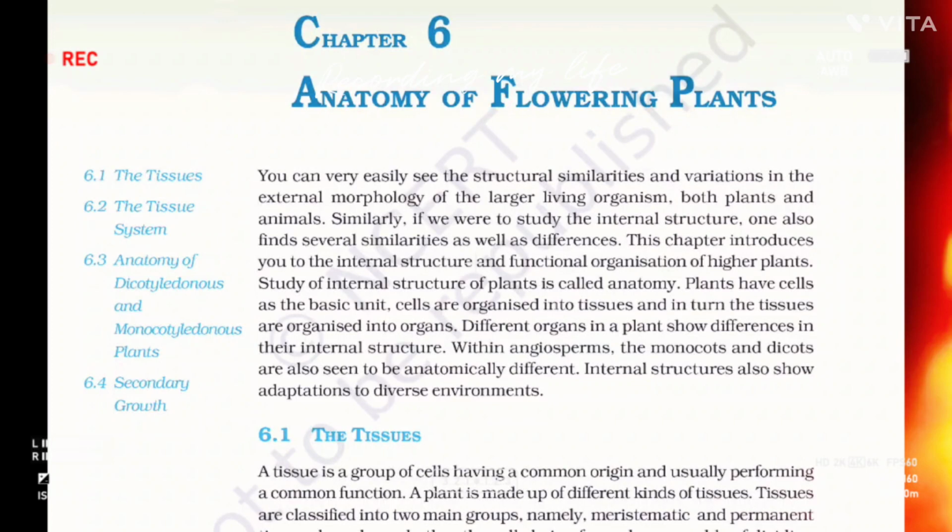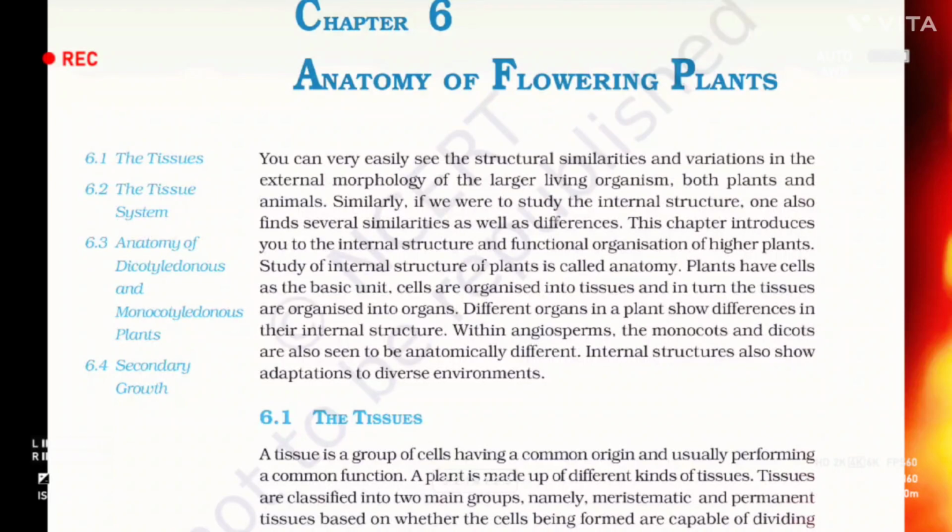A study of the internal structure of plants is called anatomy. Plants have cells as the basic unit. Cells are organized into tissues, and in turn the tissues are organized into organs. Different organs in a plant show differences in their internal structure. Within angiosperms, the monocots and dicots are also seen to be anatomically different. Internal structure also shows adaptation to diverse environments.